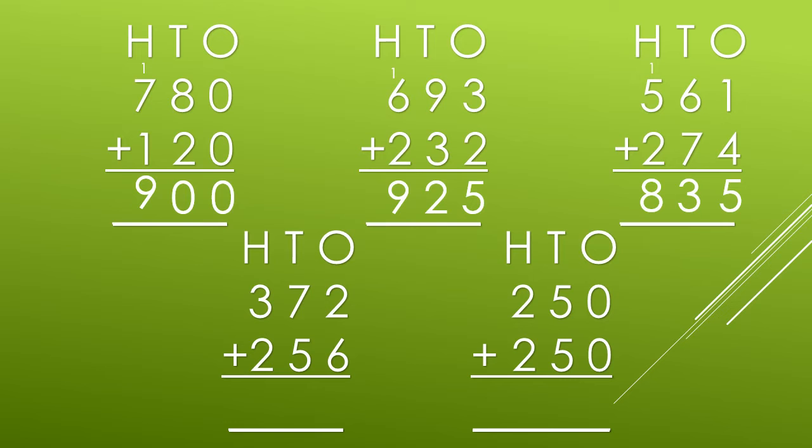Next example is 372 plus 256. Add the ones. 2 plus 6 equals 8. Write 8 under ones. Now add the tens. 7 plus 5 equals 12. 12 tens means 100 plus 2 tens. So write 2 under tens and carry 100 to hundreds. So now add hundreds. 1 plus 3 plus 2 equals 6. Write 6 under hundreds. So 372 plus 256 equals 628.